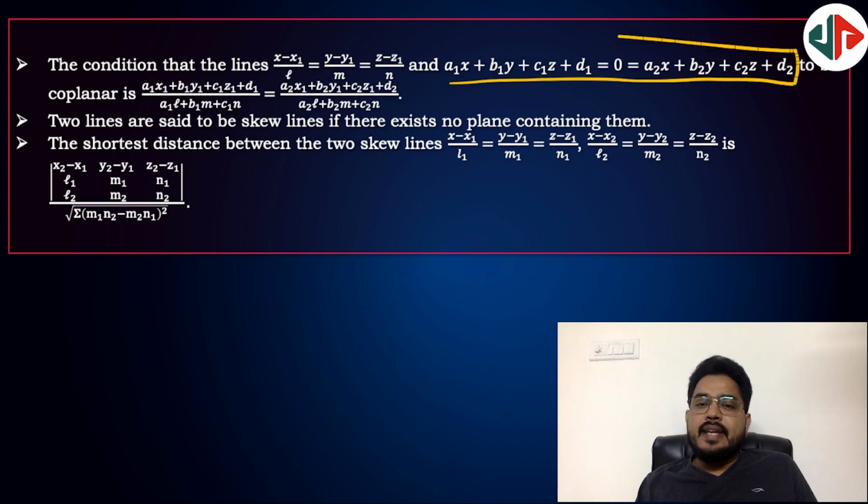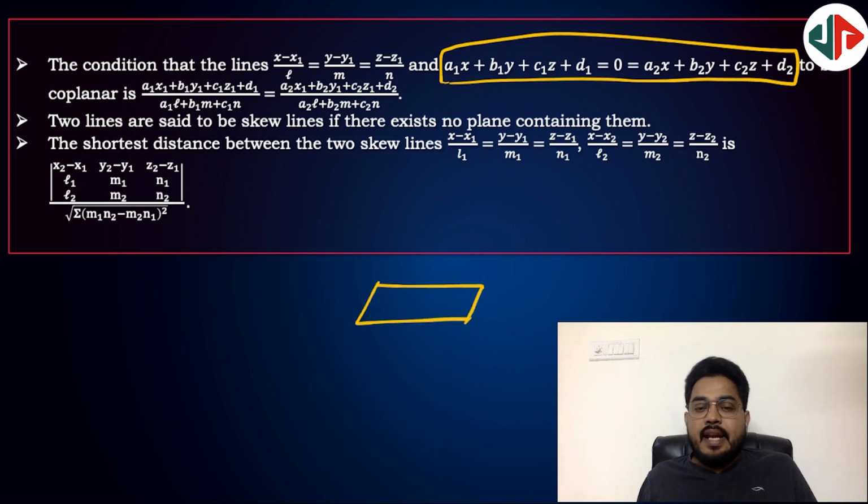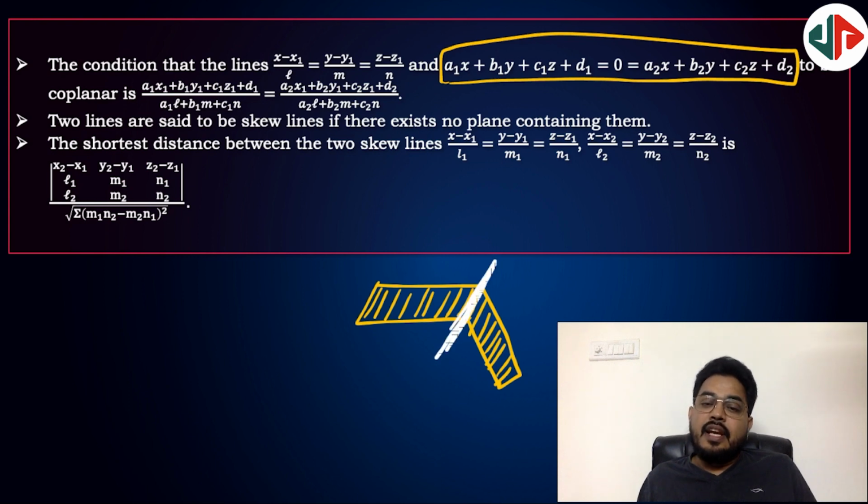When two planes are given equated to zero, that means this is one plane and this is another plane. So this plane has to be zero and this plane has to be zero. So the common point is going to be the common intersection, which will be the line of intersection. You know how to find this line of intersection.